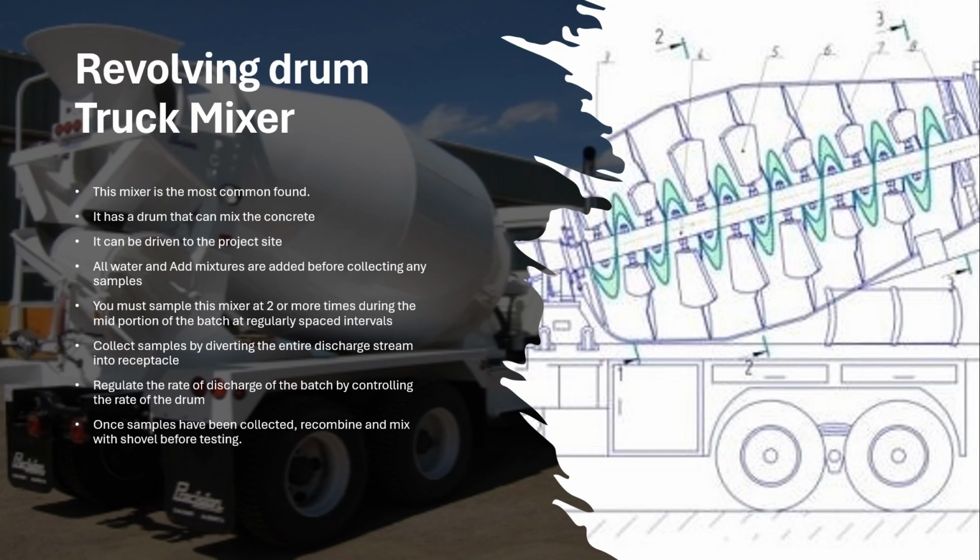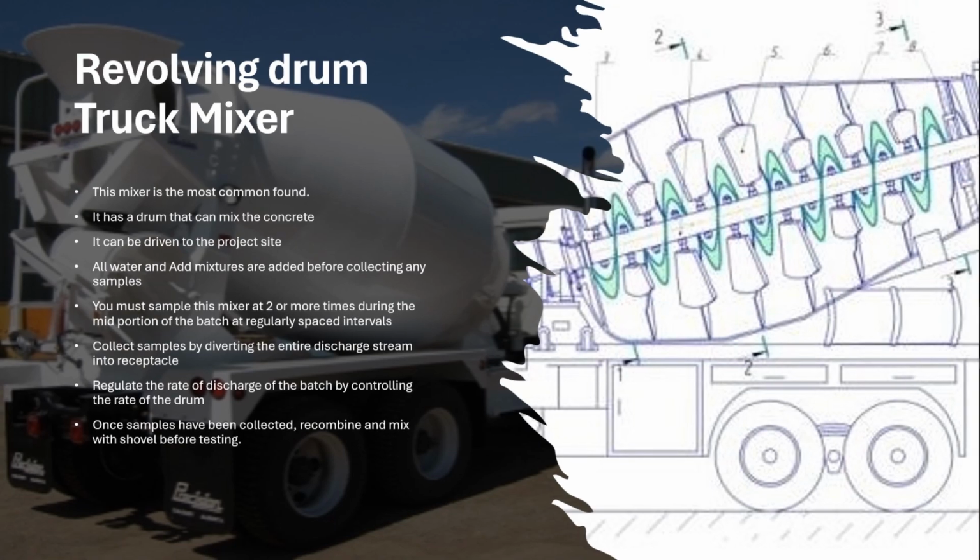You must sample this mixer at 2 or more times during the mid portion of the batch at regularly spaced intervals. Collect the samples by diverting the entire discharge stream into the receptacle. Regulate the rate of discharge of the batch by controlling the rate of the drum. Once samples have been collected, combine and remix with a shovel before testing.